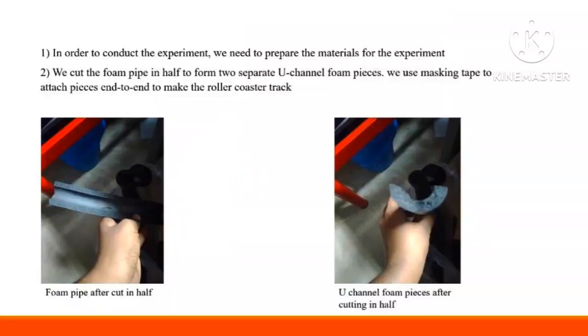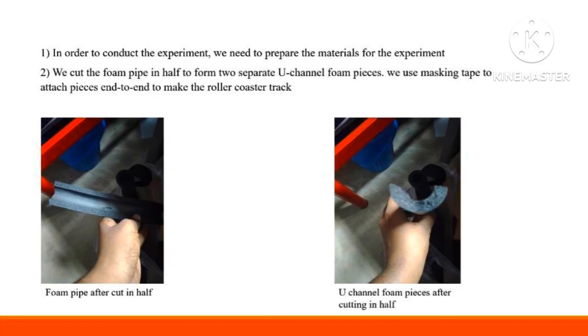Alright, so now let's move on to procedures for this experiment. The first step, in order to conduct this experiment, is to prepare the materials, which is the foam pipe. We use the foam pipe to build the circuit. For the foam pipe, we cut it in half to form two separate U-channel foam pieces.